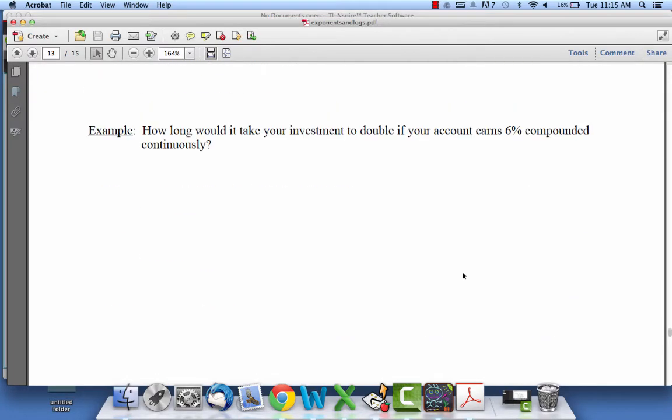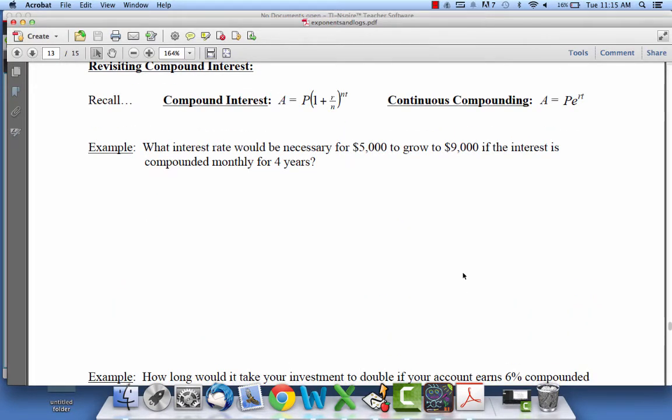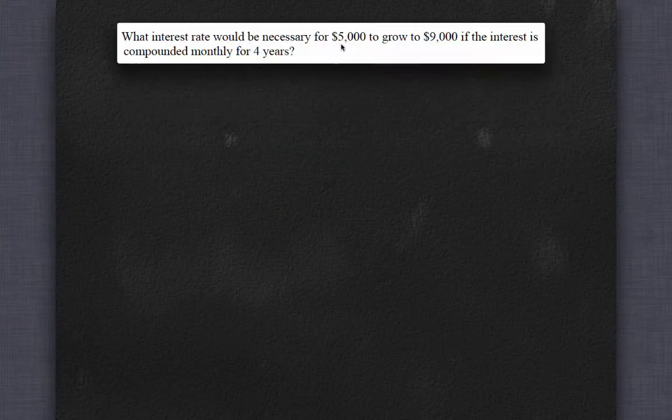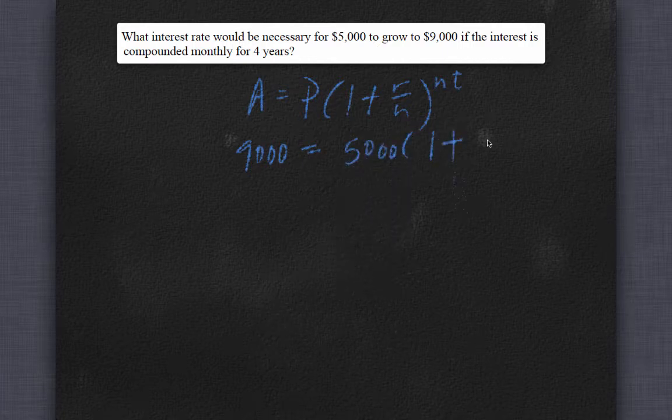Okay, so now we're coming back to this, and hopefully eventually we'll get finished. So what interest rate would be necessary to grow $5,000 to $9,000 if the interest is compounded monthly for 4 years? So let's just write that all down. We have A equals P times 1 plus R over N to the NT. So we have A, we have P, we don't have R, monthly, so N is 12.